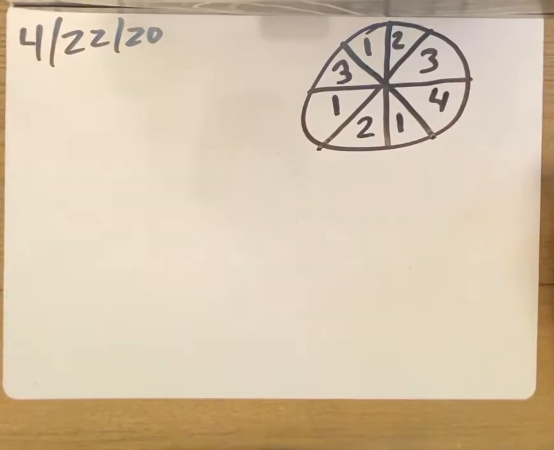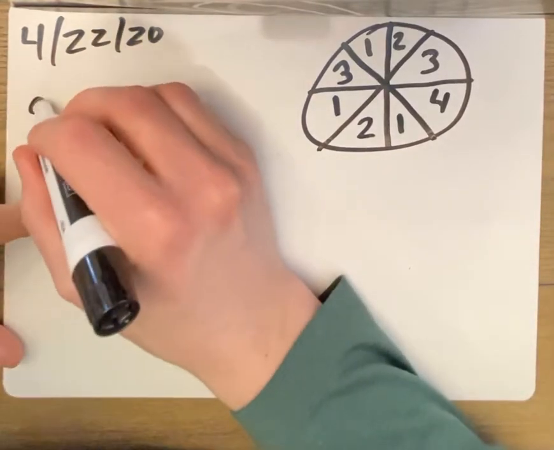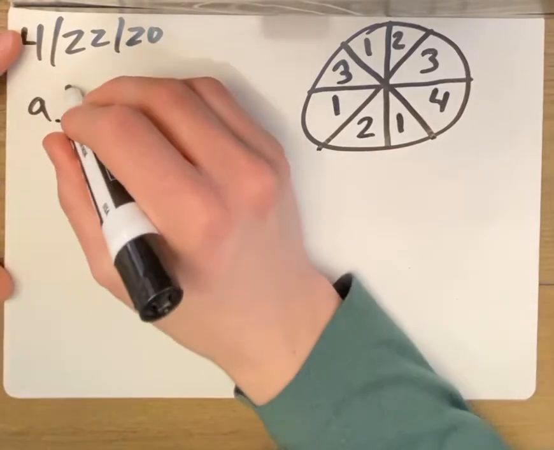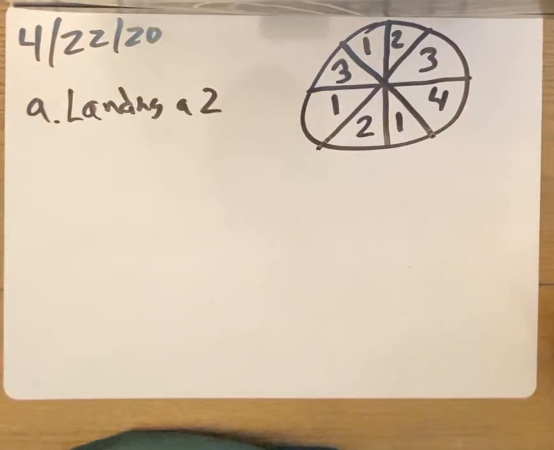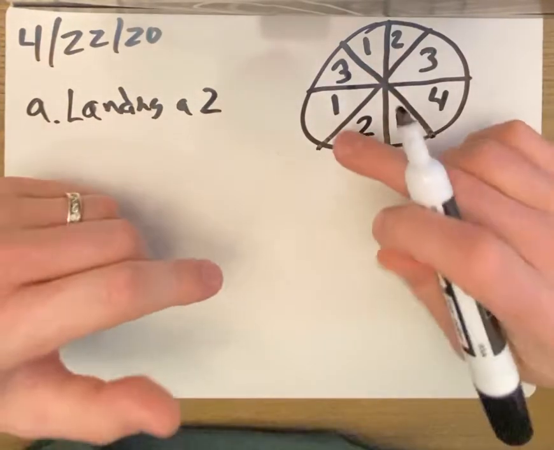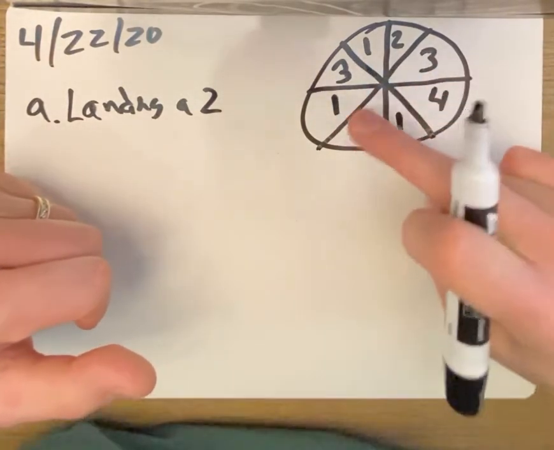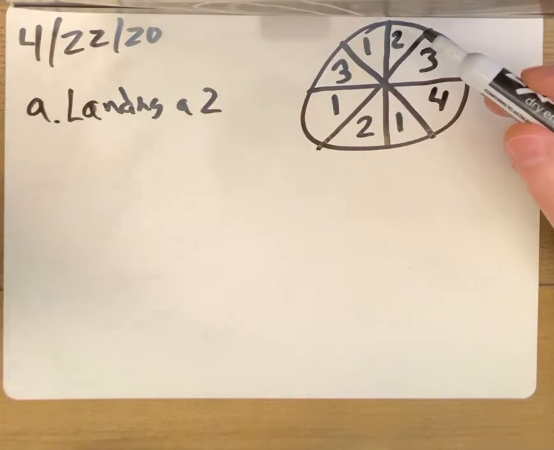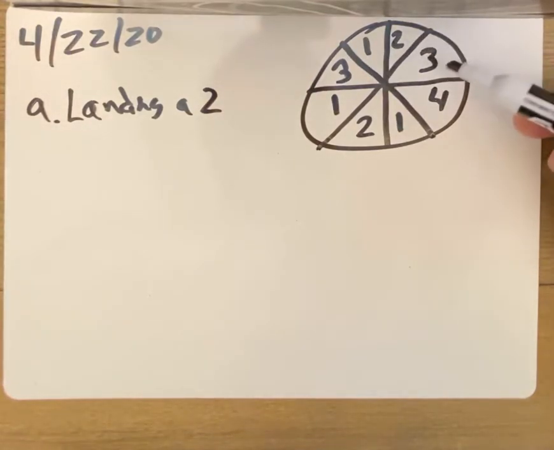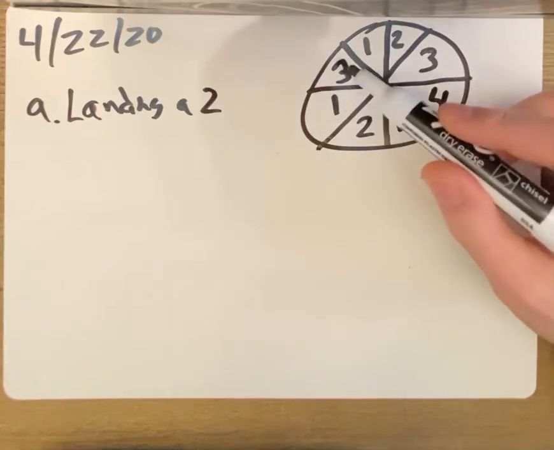So, number 2 states, an experiment consists of spinning the spinner one time. The first question: find the probability of landing on a 2. I have to do 2 things. The first thing I must do is count my total spots on my spinner. You can start wherever you want to count. It doesn't matter. Just count the little pizzas. 1, 2, 3, 4, 5, 6, 7, 8.